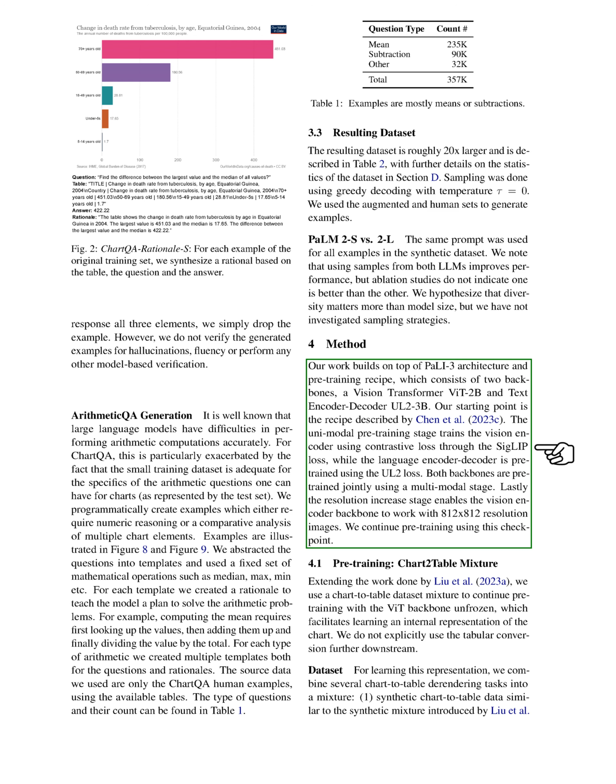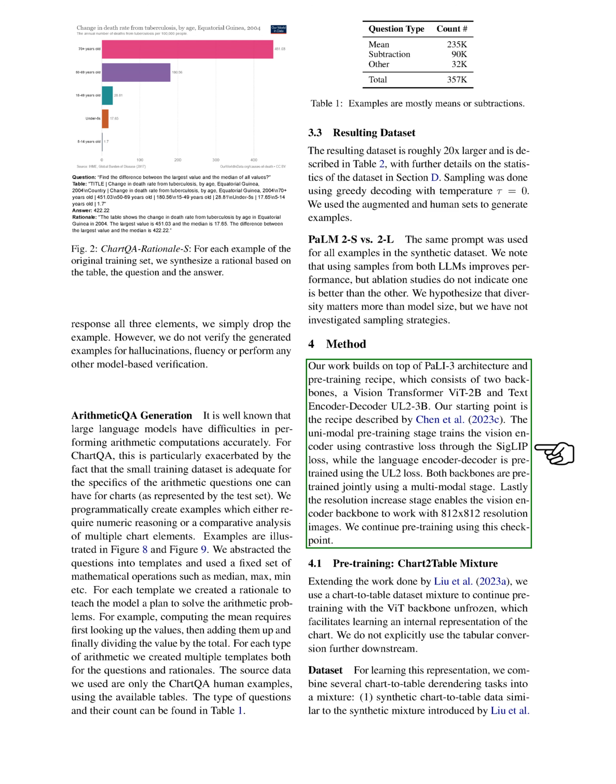Subsequently, we enhance the vision encoder to handle 812 by 812 resolution images and continue pre-training from this point. For the pre-training continuation, we incorporate a chart-to-table dataset mixture with the VIT backbone unfrozen to learn an internal representation of the chart. Although we do not explicitly use tabular conversion in later stages, this step aids in understanding the chart data.